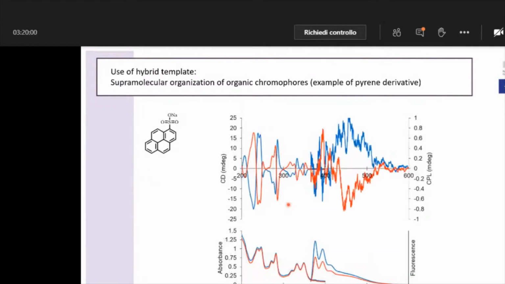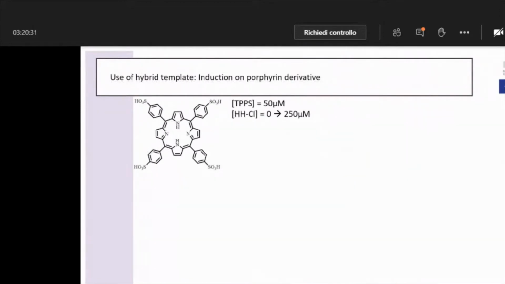After some adjustment to get the best conditions, you can have a very nice CD spectrum of this pyrene derivative, and also you can observe appearance of CPL for the material. So we could get a dissymmetry factor of 8×10⁻⁴, and for the CPL we have a g_lum of 1.3. So this was done for pyrene, but it can be done for many molecules.